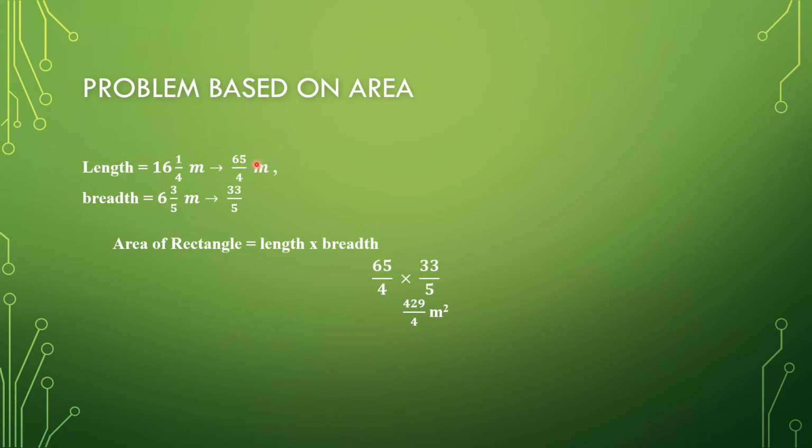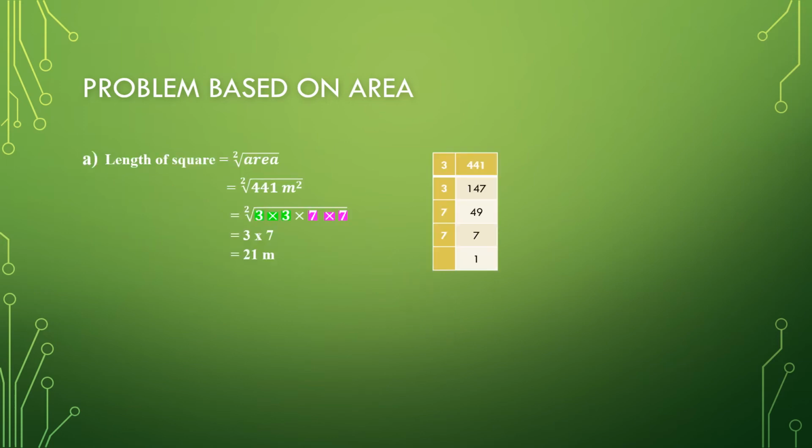We will change them into fractions. After changing into fractions, apply the formula: area of rectangle equals length into breadth. The length is 65.4, the breadth is 33.5. Do the multiplication and you will get your answer. Make sure you notice here that whenever the perimeter is given, it is given in a single unit because we are adding all the sides. When you do the multiplication, you will get an answer in meter square or centimeter square.